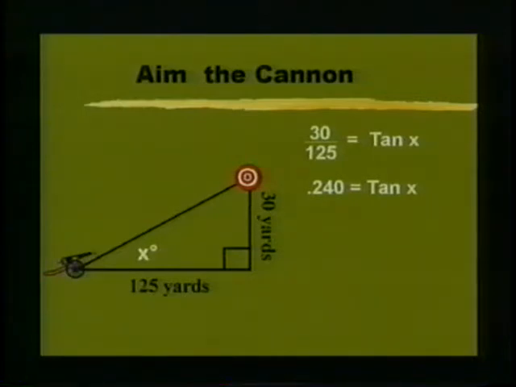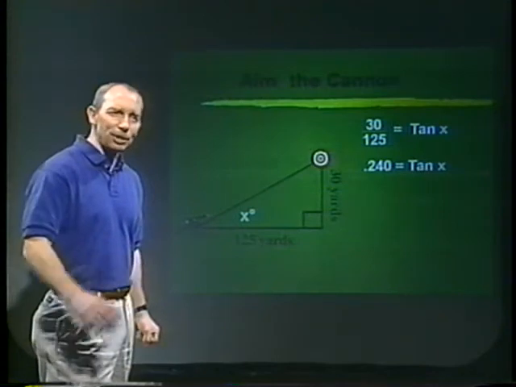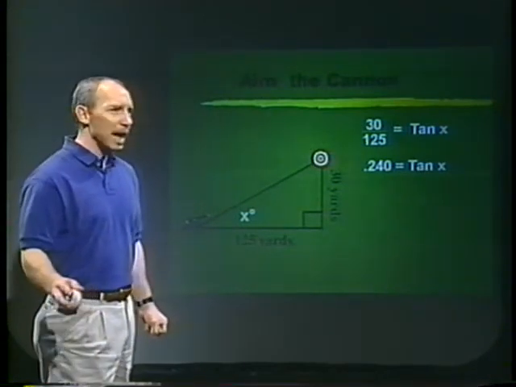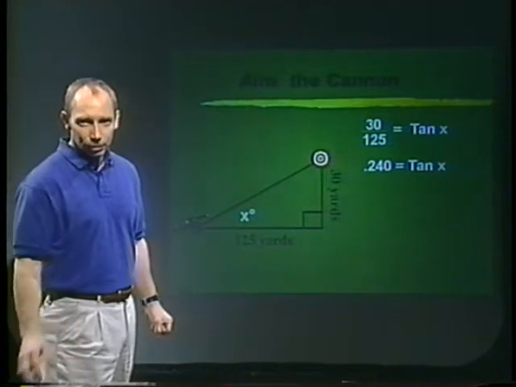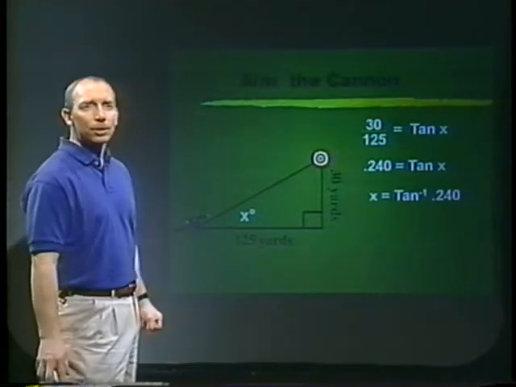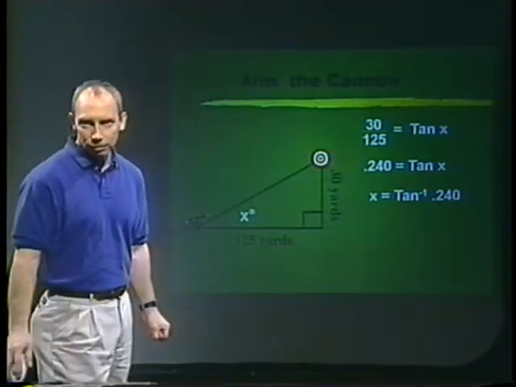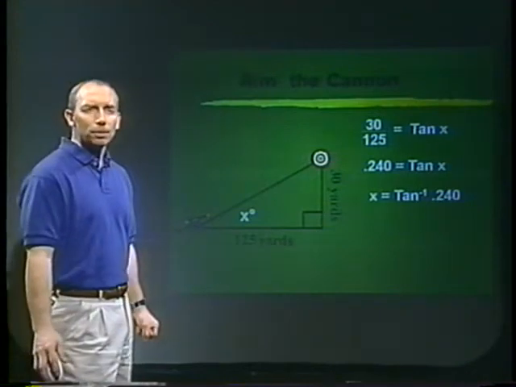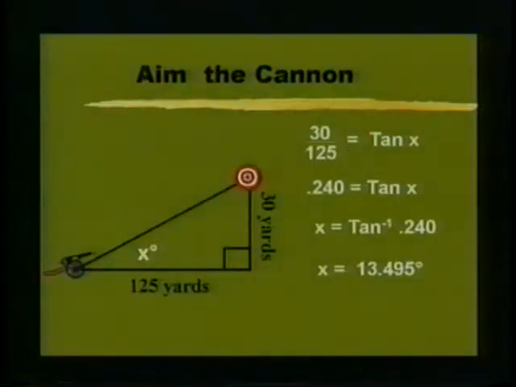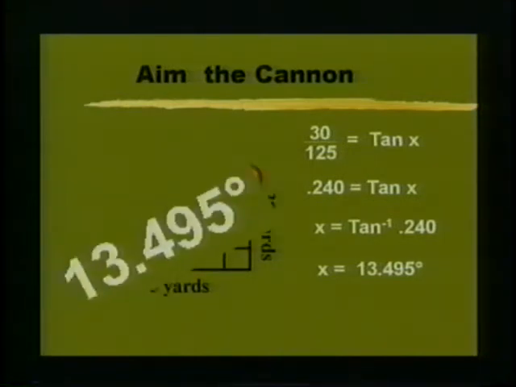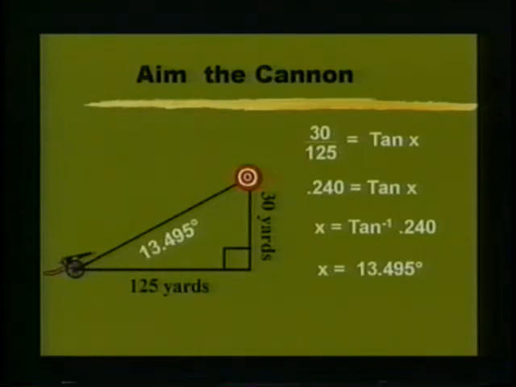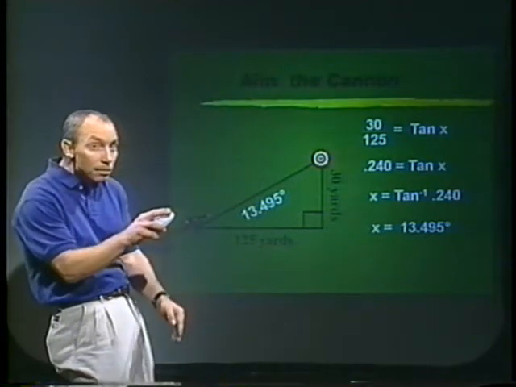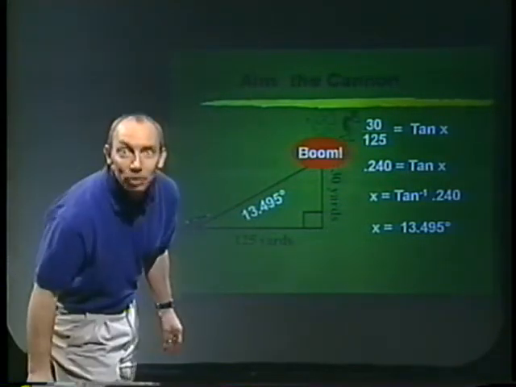Now here's the problem. That doesn't answer what the angle is. That tells me what the tangent is. I want to know what angle has a tangent of 0.24. That's when you use your buddy, the inverse tangent. We kind of untangent it, okay? And if we put it in, we just showed you how to put it in. Take the inverse tangent of 0.24, you get 13.495 degrees, right on the head, okay? So that means we can aim that cannon at 13.495 degrees, and guess what? If you get it aimed right, perfect, boom! You hit them right on.